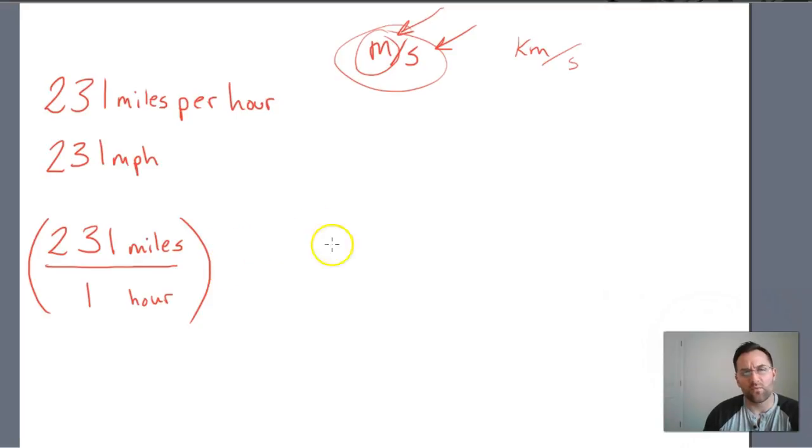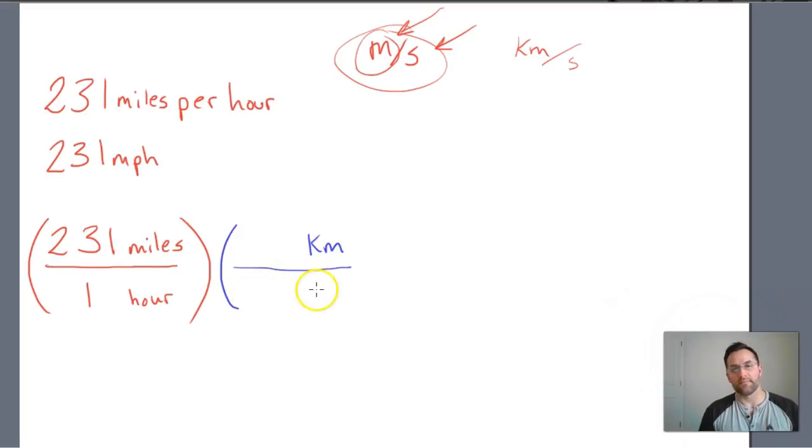Right away, what I personally would think of is, what's a metric measurement that's close to miles? Meters isn't very close to miles, so I would probably go with kilometers. I'm going to put kilometers here in the numerator position, because that's the value I'm after, and I'm going to put miles in the denominator, because I'm looking for how many kilometers are in a mile. A good way to remember that is we move diagonally like this. This allows us to cross cancel the miles, that unit of measurement.